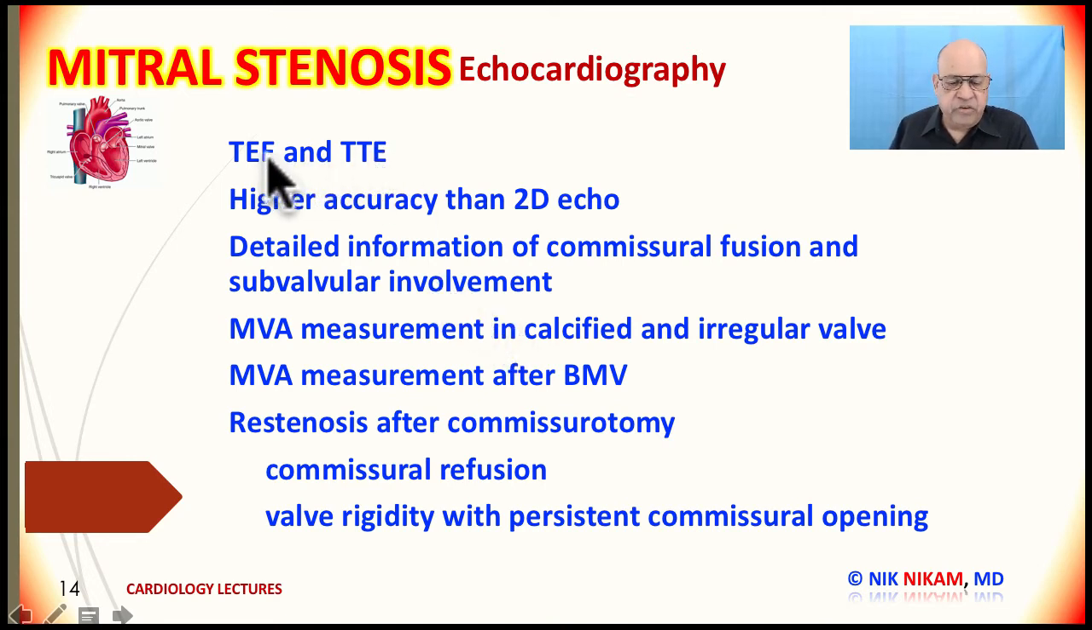There's both transthoracic echocardiography and transesophageal echocardiography. They are both complementary because we can look at the structure of the heart resulting from mitral stenosis. The transesophageal echocardiography gives a much higher accuracy than two-dimensional transthoracic echocardiography. It also provides detailed information of the commissural fusion and the subvalvular apparatus, namely the chordae tendineae, and any fusion between the chordae, etc. Mitral valve area measurement can be accurately assessed in calcified and irregular valves.